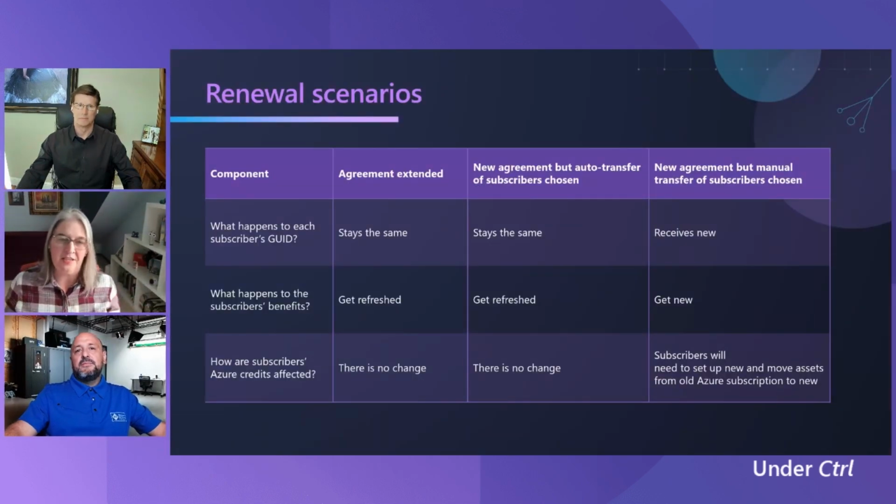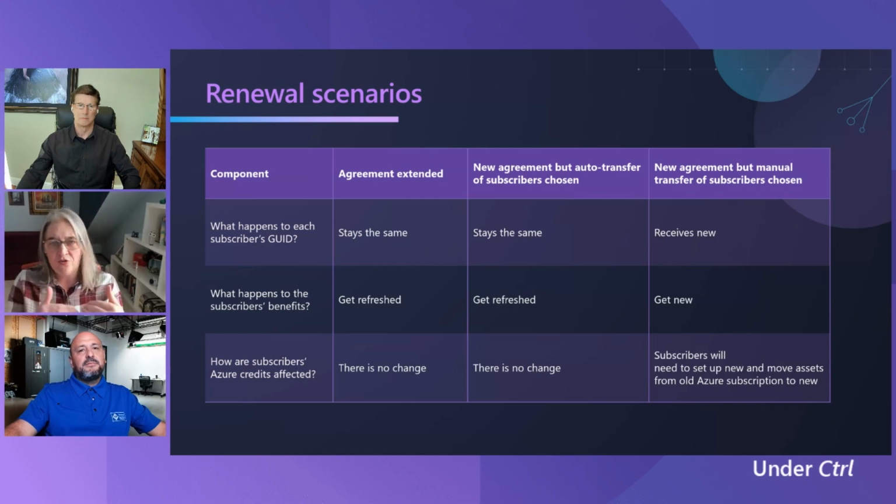Everything just keeps working as it has been. Then there's that new agreement with an auto transfer of subscribers. In that case, the subscriber keeps, and I would assume most admins are familiar with the term GUID, that unique identifier for their subscribers. In that case where they're automatically transferred, that GUID stays the same. So the only thing different is they get that refresh of benefits.